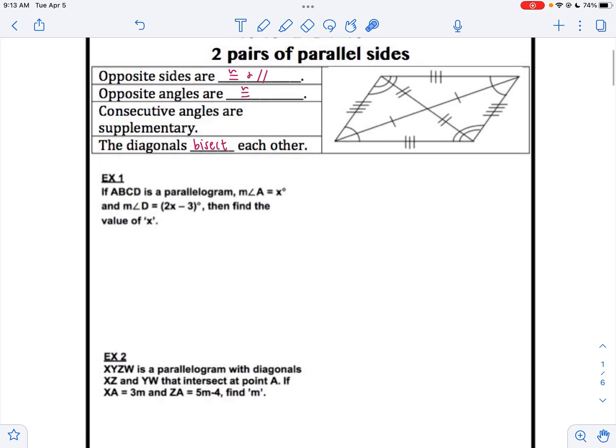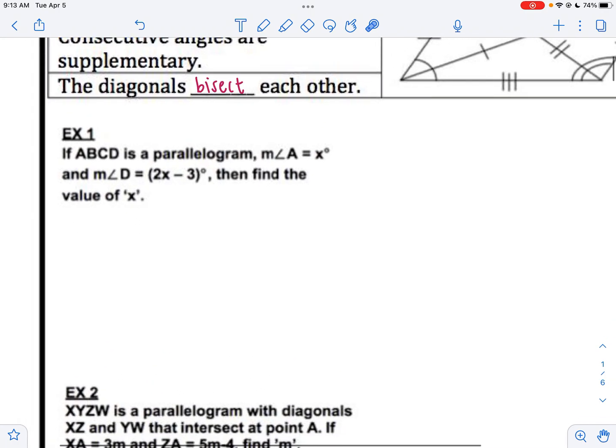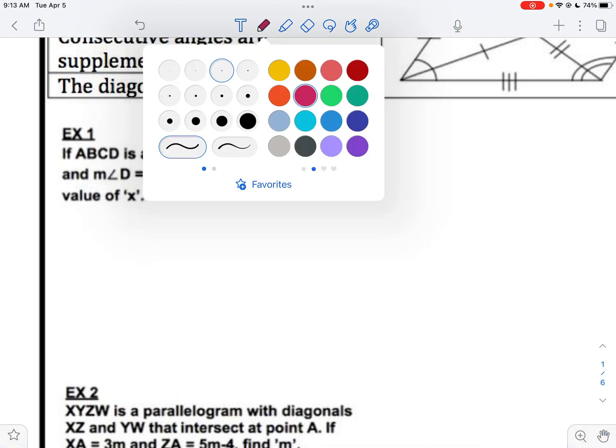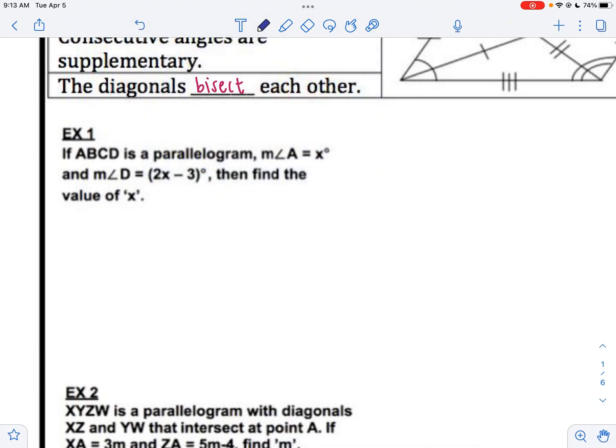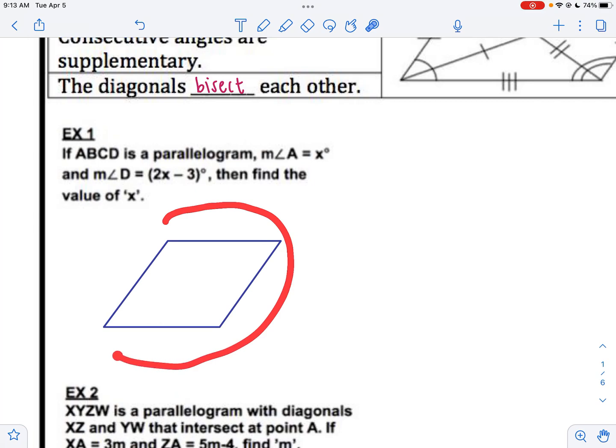So if we take a look at this first example, we have no picture. But I know that I have parallelogram ABCD, and I know that it's a parallelogram, not a triangle. So I'm going to go ahead and sketch out a parallelogram. It doesn't have to be perfect. But where I need to be careful is labeling. So as I'm labeling, I'm going to go clockwise. So I'm going to go A, B, C, D.